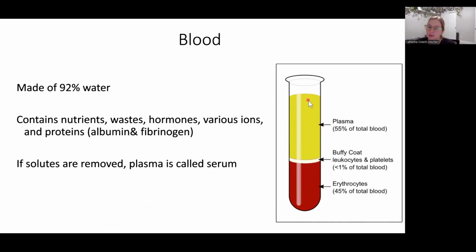That's going to have all sorts of nutrients and hormones and ions and proteins. If you were to pull those goodies out, it would be called serum, but with the goodies in there, we'd call it plasma.